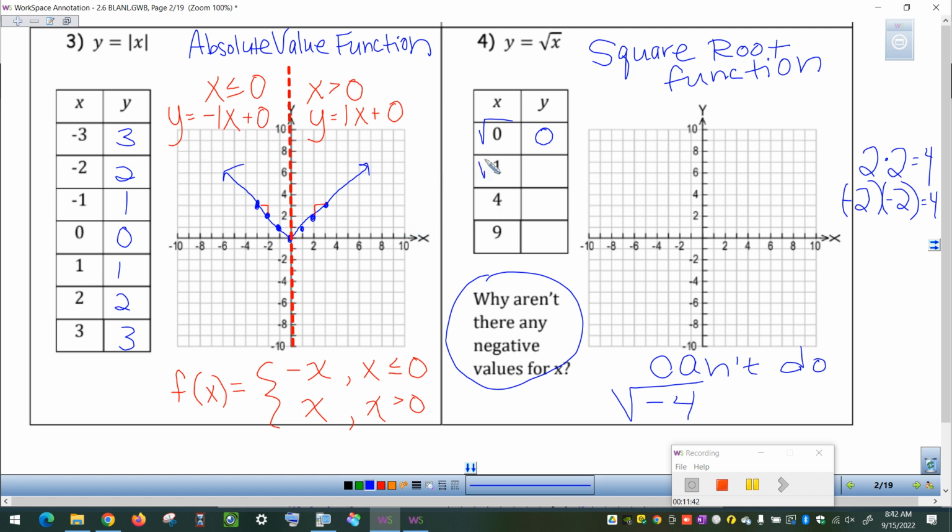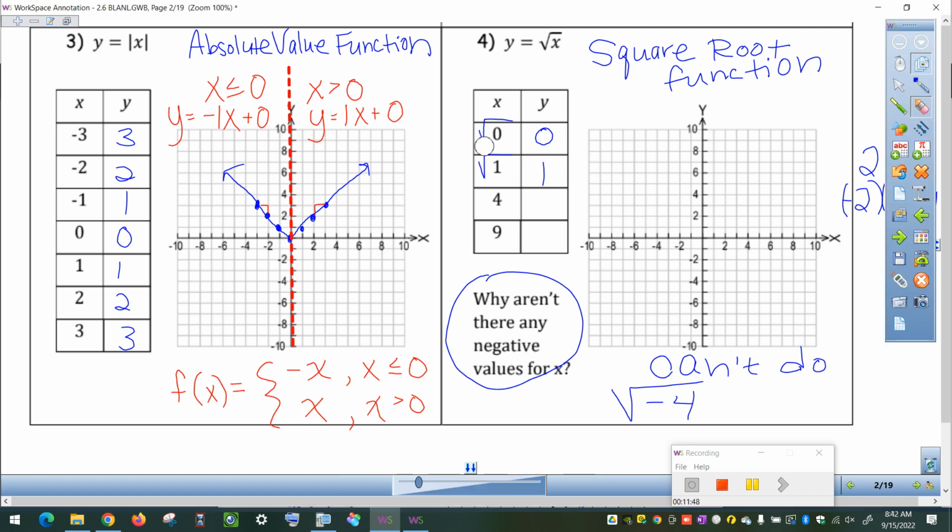When we do the square root of 1, the number multiplied by itself that equals 1 is 1. When we do the square root of 4, the number multiplied by itself that equals 4 is 2. And then finally, when we do the square root of 9, the number multiplied by itself that equals 9 is 3.